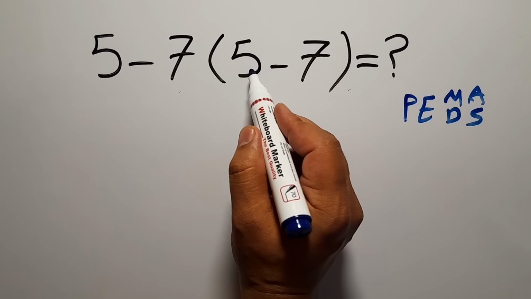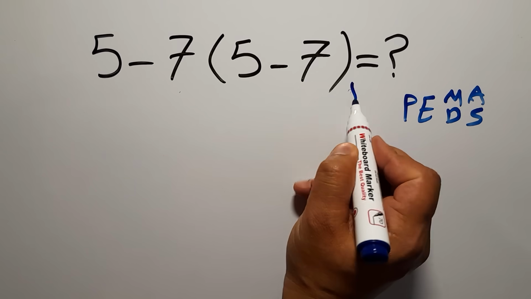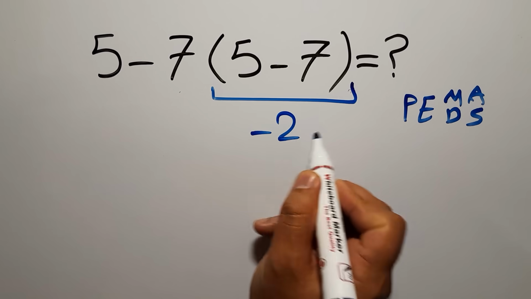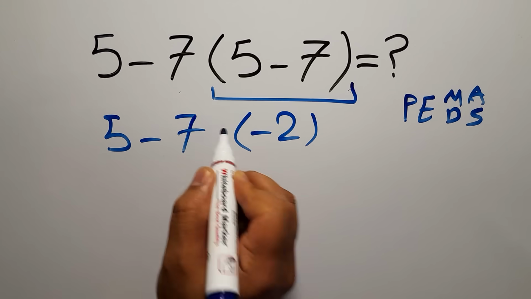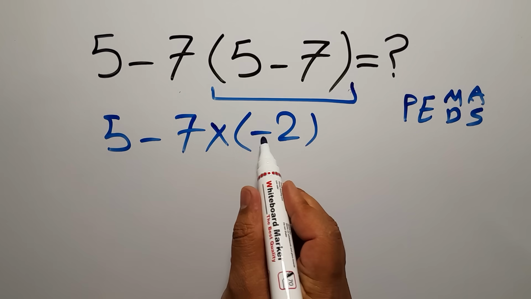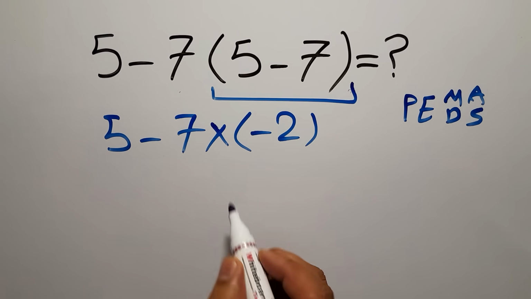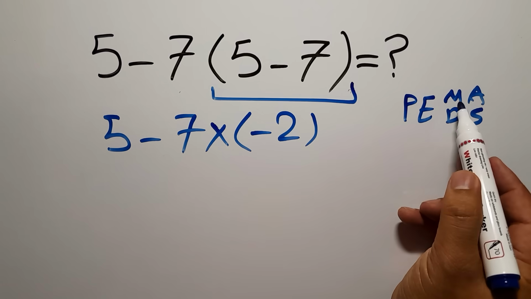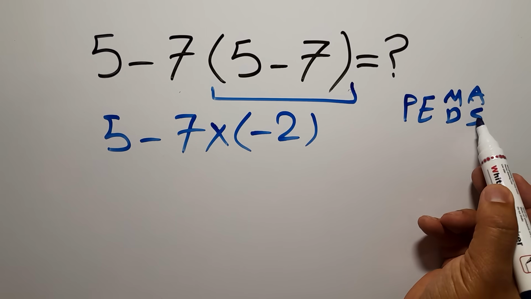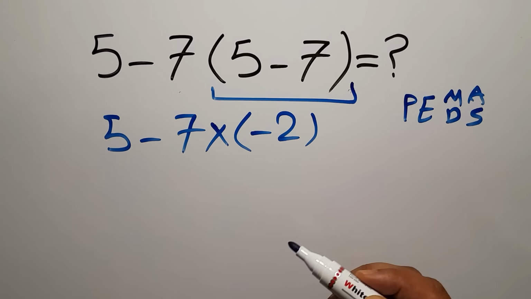Inside this parentheses we have 5 minus 7, which equals negative 2. So we have 5 minus 7, then times negative 2. Now we have to do this multiplication because M comes before S in PEMDAS.